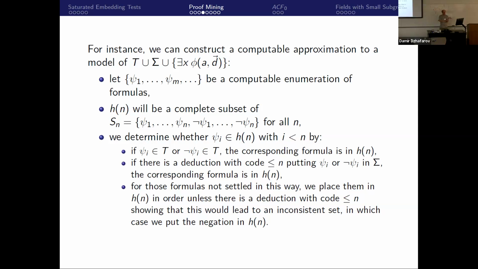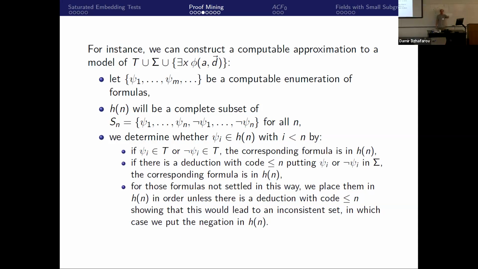Sigma might be a computably enumerable set. So what I really mean is I check for n steps to see if something shows up in sigma, and if it does, I put it in. But T union sigma union exists in X phi is probably incomplete. So I have a bunch of formulas I haven't decided, and I just need a coherent way to decide them.